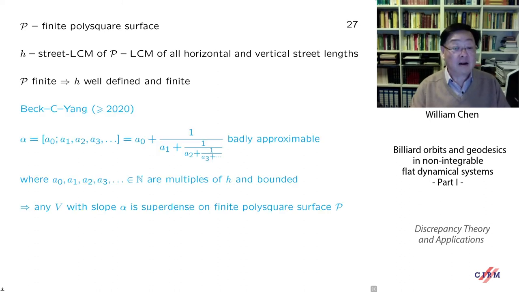Now, the number h replaces the number 2 in our earlier result, because 2 was actually the street LCM of the L surface, whereas here we replace it by h. And so we look at badly approximable numbers where every continued fraction digit is a multiple of h, and then we can establish superdensity.